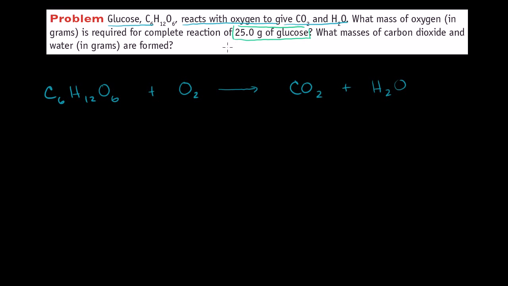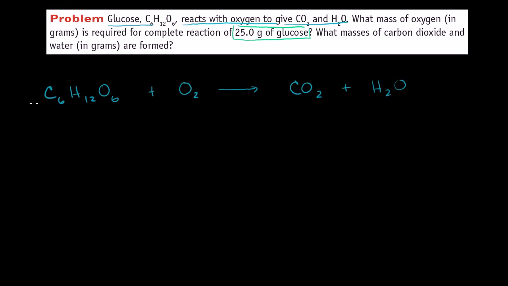They're saying, hey, we have 25 grams of glucose. How much oxygen is required to completely react with that glucose? And then how much carbon dioxide and how much water is going to be produced in grams? That's what stoichiometry problems are all about. And if you remember from the last video, the first thing you should always do is make sure that your equation is balanced. So let's make sure it's balanced.